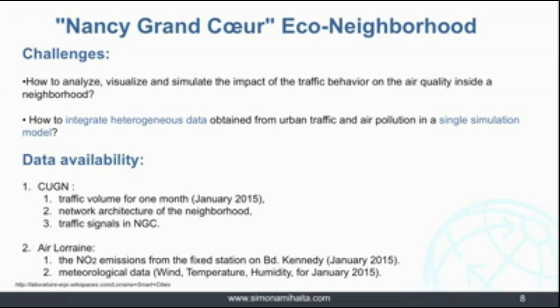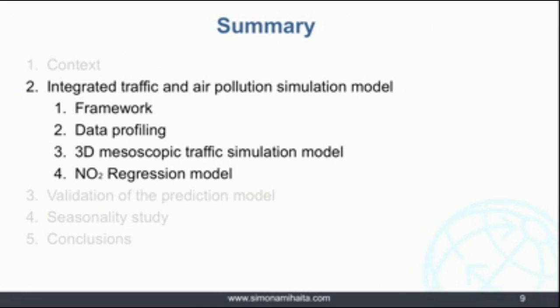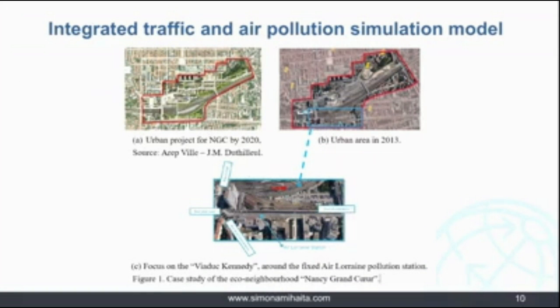And the air quality monitoring station, which was Air Lorraine, gave us, for example, the nitrogen dioxide emissions. They had fixed stations in the city, and also meteorological data. These were the available data sets that we had. And together with these data sets, we tried to build our integrated model. Now, I'm going to talk about the framework, the data we had, and the challenges, of course, for meeting their requirements.